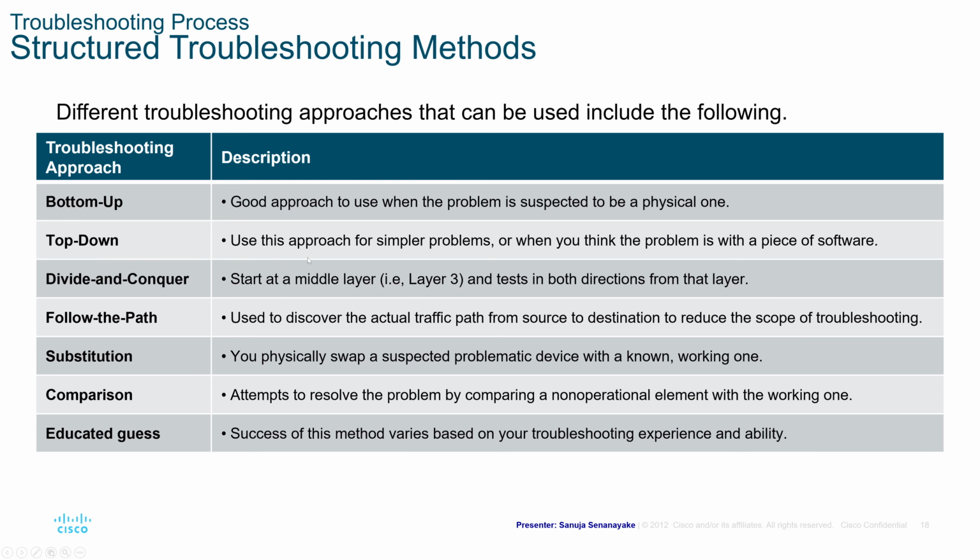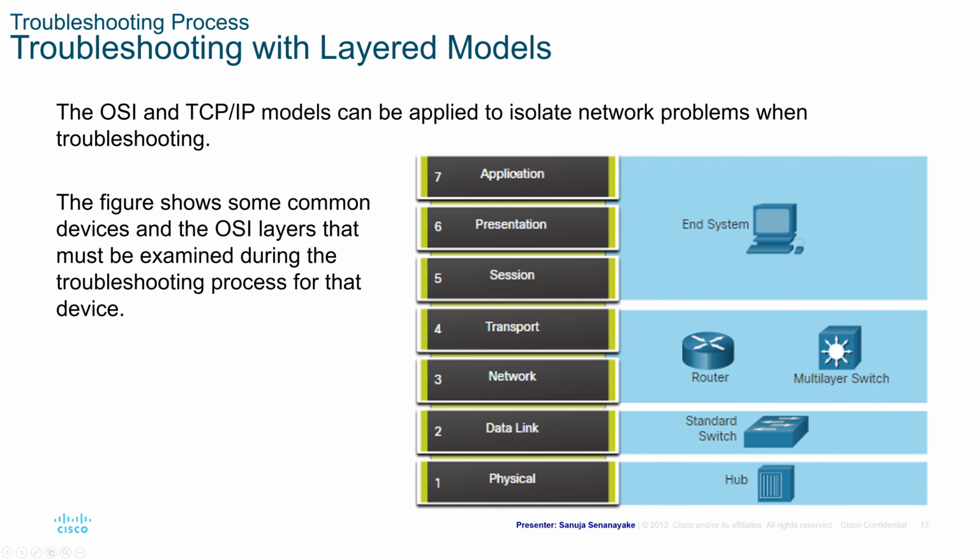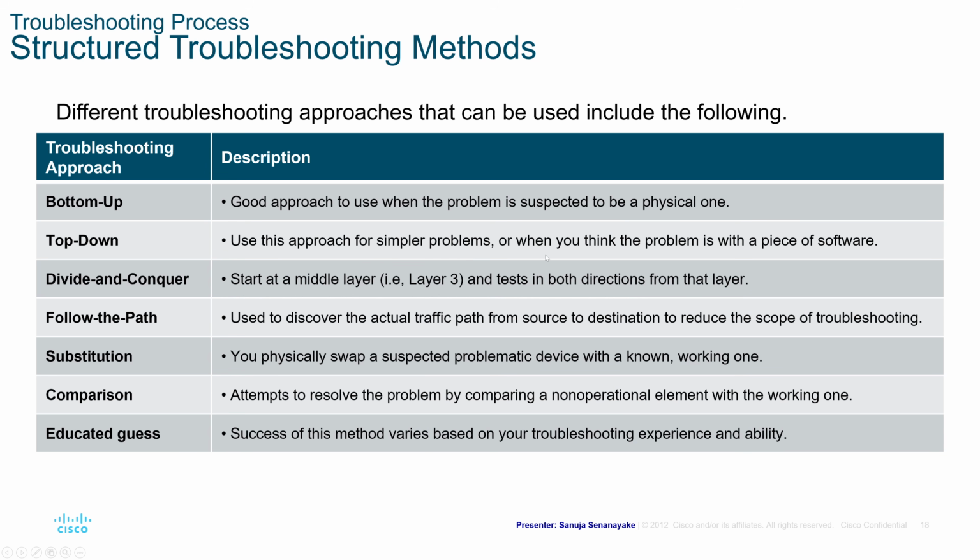Top-down: use this approach for simpler problems or when you think the problem is with a piece of software. So the top-down approach is basically, instead of going from the physical layer, we go from the application layer way up here and the user. What's not mentioned here is the user itself. So you can ask the user, hey, what's going on? Maybe the user is doing something wrong. Maybe the user is entering a value or something in a software that they shouldn't be entering. So that's a top-down approach.